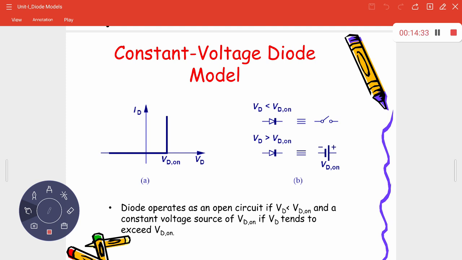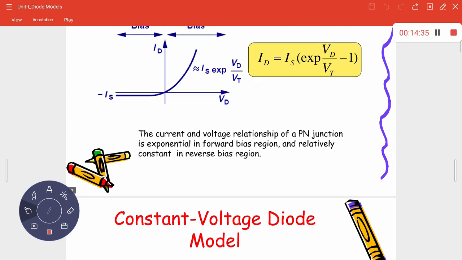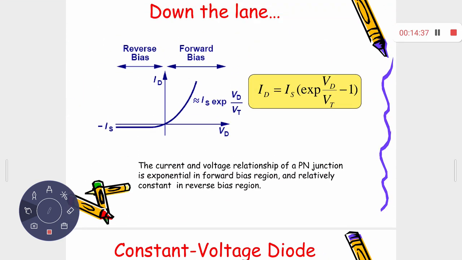So if you consider the previous graph, there you have a continuous variation for the current. In the forward bias, the current increases exponentially. And in the reverse bias, basically this current also increases, but very slowly, because we have made some approximation over there. Okay. But now we are making it discrete. Either there is very high current or there is no current.